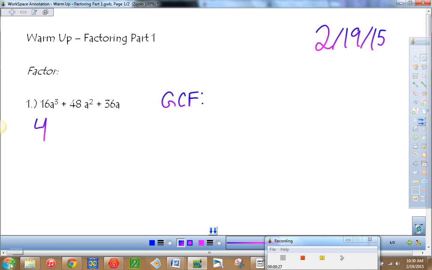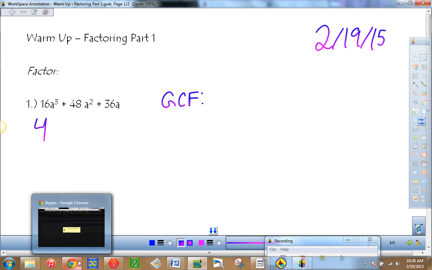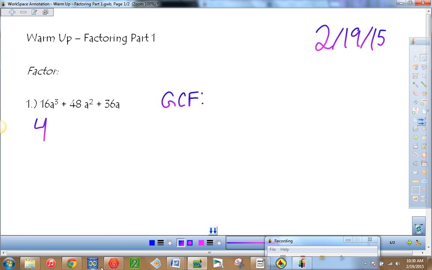Anything else they all have? 16? Just kidding, they don't have 16. 2 goes into everything, but so does 4, so 4 takes care of it too. Anything else they all have? 8 doesn't work. 16 doesn't work because of the 36. How about 12? No. How about a variable? A. Let's go with A.